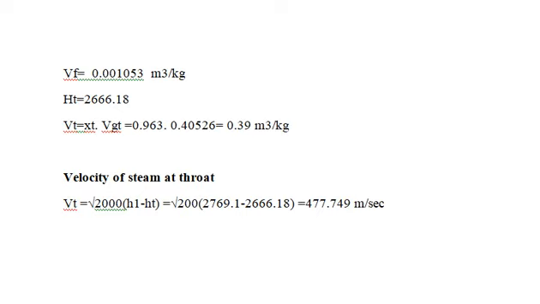Then Vt equals Xt into Vgt, that is 0.963 into 0.40, equal to 0.39 meter cube per kg. So you are getting this. And then, finally, you have to determine the velocity of steam at throat. See the formula: Vt equals the square root of 2000 in bracket H1 minus Ht. You have to put the values in this equation. You are getting the velocity of steam at throat 477.749 meter per second, and this is the velocity of steam at throat.